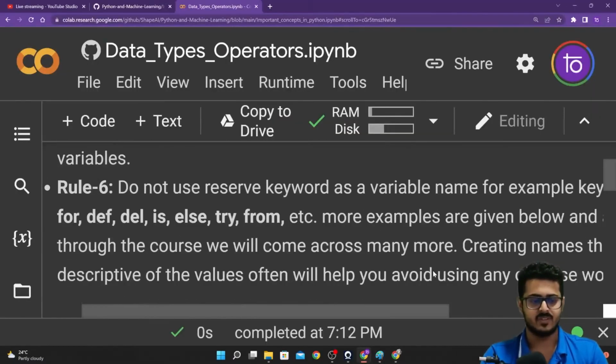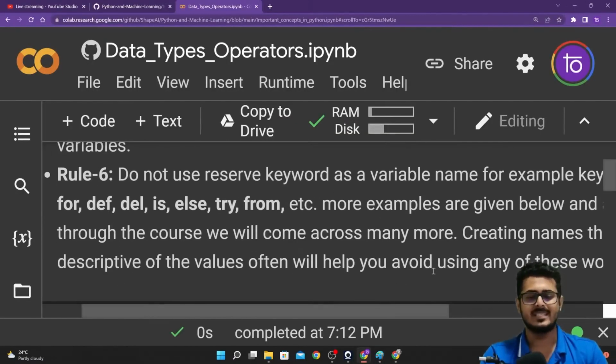Okay, we have seen the first five rules. The sixth rule is that you cannot use a reserved keyword as a variable name. What do you mean by a reserved keyword, guys? A reserved keyword is basically something that has an already existing meaning in Python. For example, you cannot use print as a variable name in Python. Print already has a special meaning in Python itself.